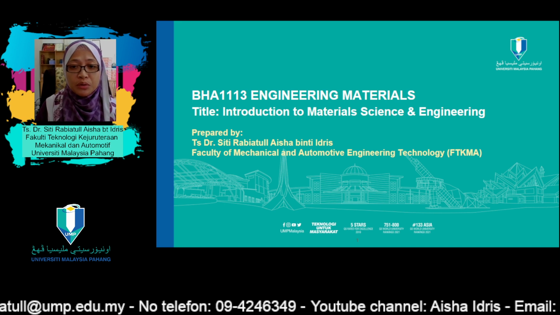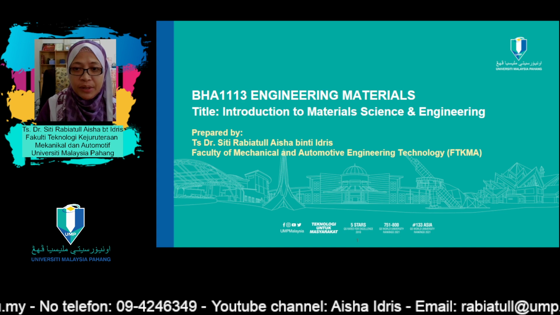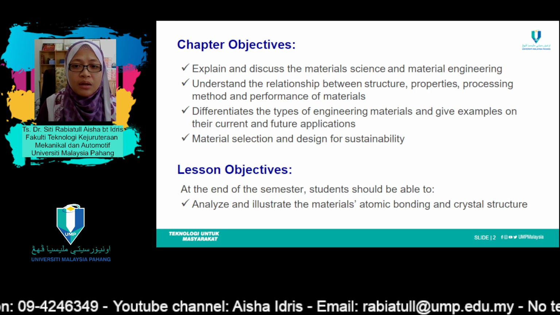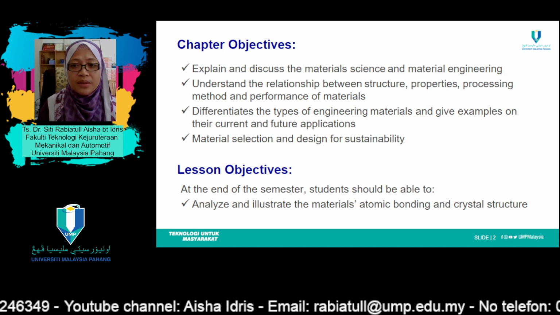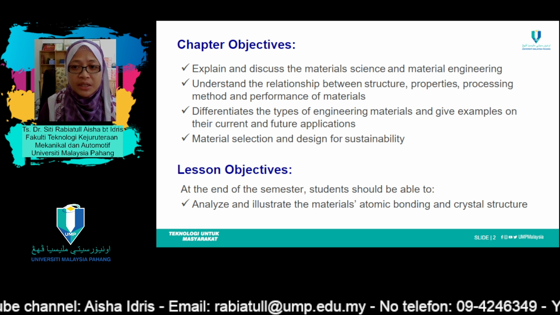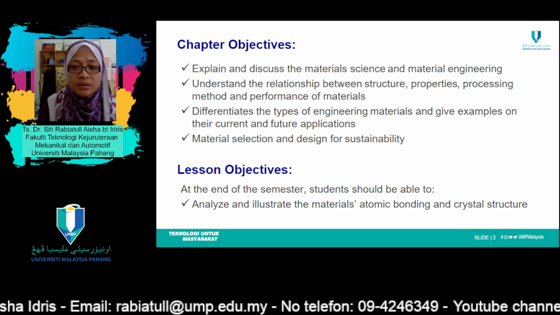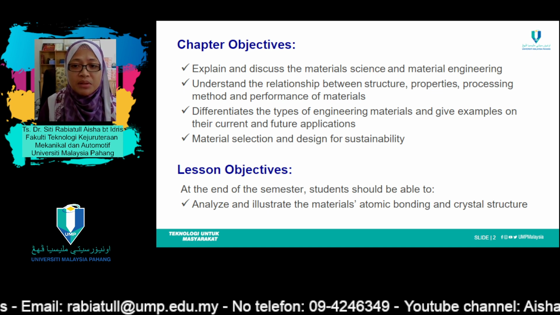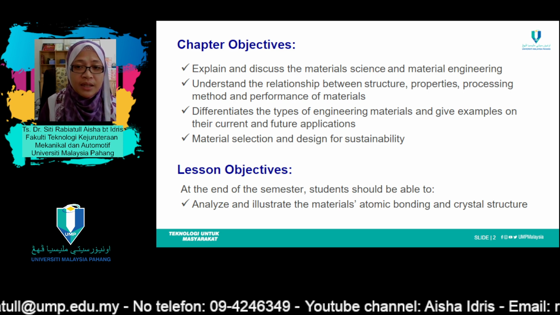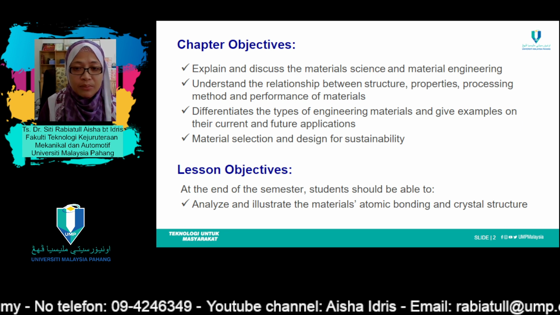For today, we are going to look at Chapter 1, which is Introduction to Material Science and Engineering. The chapter objectives for today include: explain and discuss material science and materials engineering, understand the relationship between structure, properties, processing method, and performance of materials, differentiate the types of engineering materials and give examples of their current and future application. And the last one is material selection and design for sustainability.